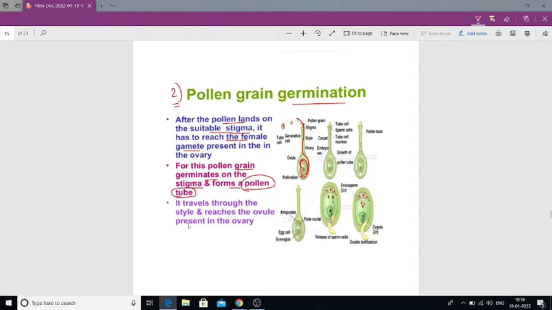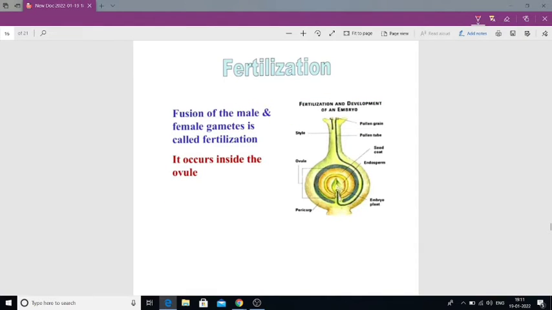Okay, it travels through the style and reaches the ovule present in the ovary. After reaching the ovary, inside the ovary, ovules are there. Inside the ovule, the egg cell will be there, very close to the pollen tube. Then the male gamete waits for the fertilization.